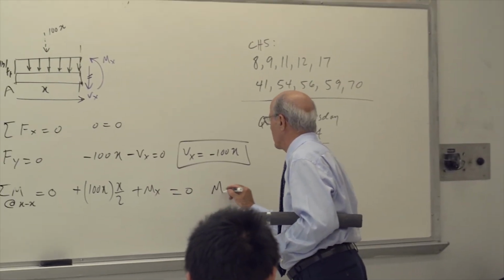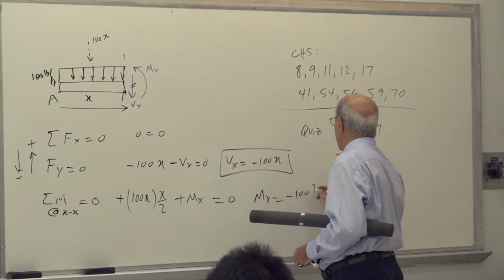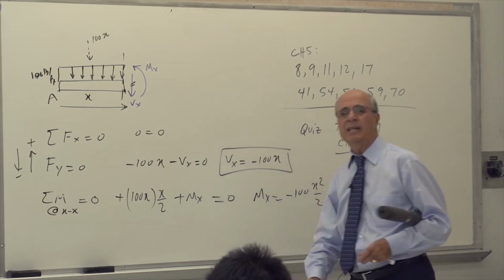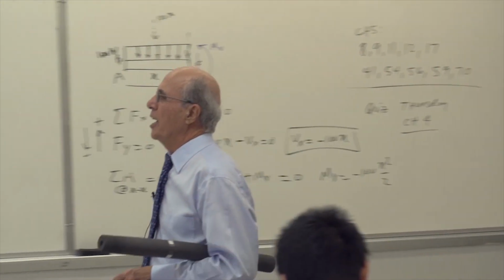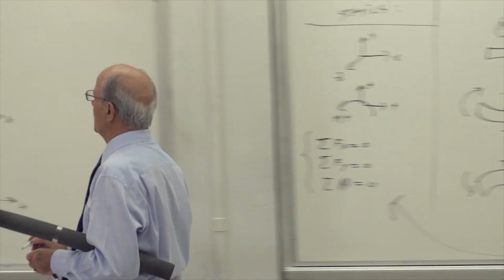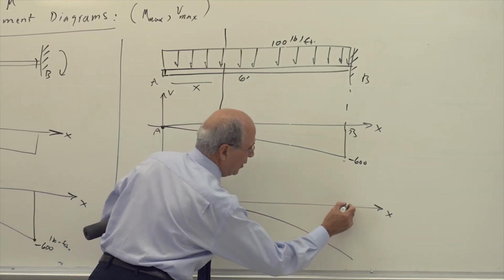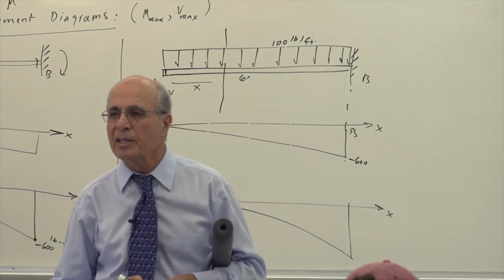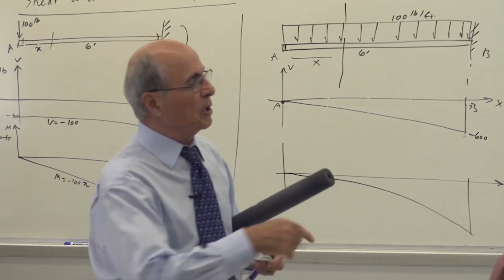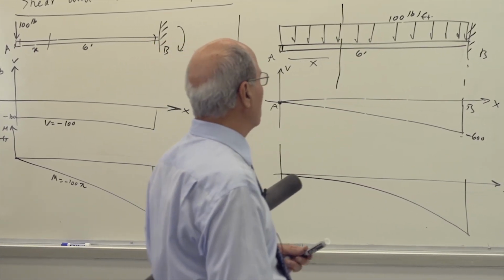So Mx becomes what? Look, opposite to that: minus 100x squared over 2, which is a parabola. Therefore, my moment diagram starts here at 0 and goes to a parabola. Where is the maximum M? It is when x equals the highest value, x equal to 6. Everybody understand what I'm saying? That is exactly your moment at that time.